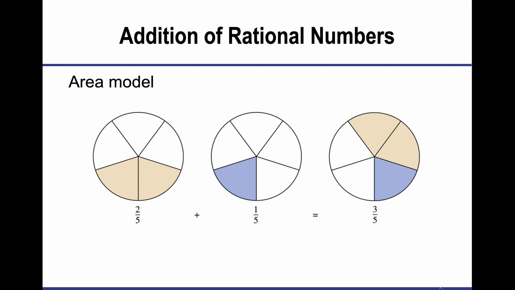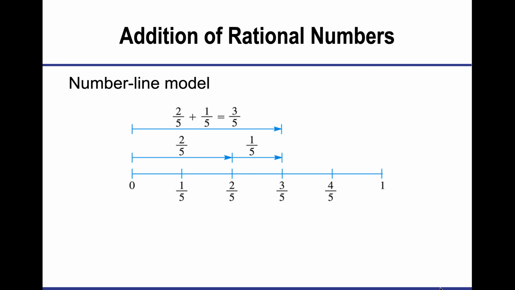The area model is really useful when I'm looking at circles or rectangles or some shape of a whole that I'm then going to divide into equal parts. Now, if I look at the area model, it's pretty clear that if I take 2/5 and I add another shaded region, I get 3/5. This is a great way to show students the initial part of adding fractions.